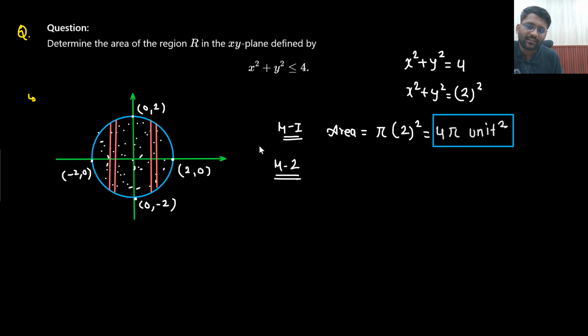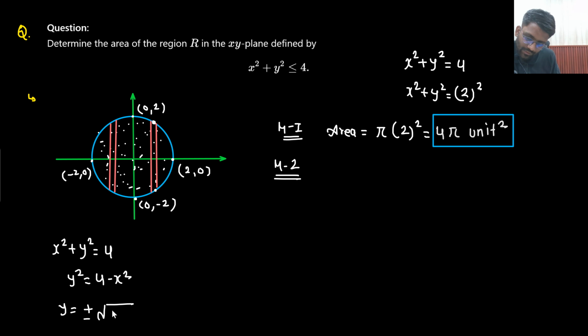Value of y, this is the circle, no? X square plus y square equals to 4. On this curve, I just need to find out what is the value of y here. So what is the equation of this curve? X square plus y square equals to 4. So y square is 4 minus x square. So y is plus minus under root 4 minus x square. Here the value of y is negative, here the value of y is positive. What does that mean? Y is going from minus under root 4 minus x square to plus under root 4 minus x square.